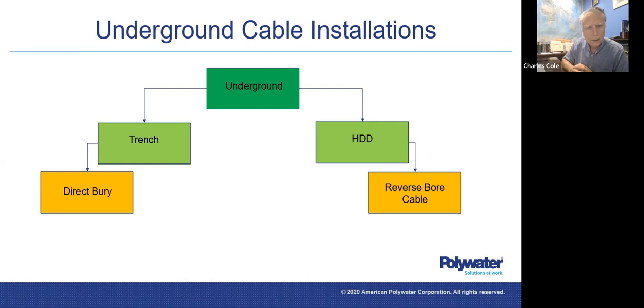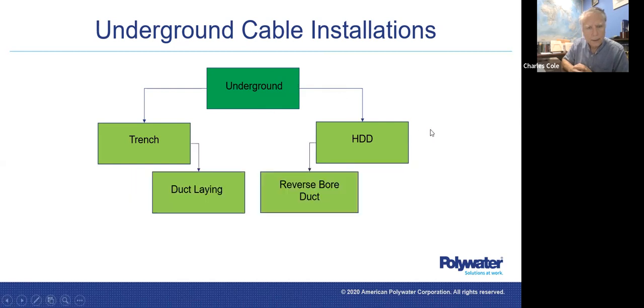And where we do see duct, we're laying duct into a trench and then covering that duct up. And then the cable could be installed in that duct at a later time. It doesn't have to be done right away. The same is true for HDD, where we're reverse boring. Instead of pulling the cable back through in the reverse direction, we're pulling a duct back through to the beginning of the bore. And then at a later time, we can install cable into those ducts. So one more click here.